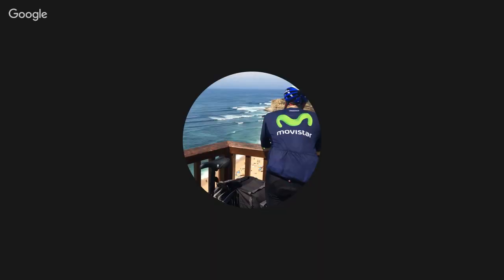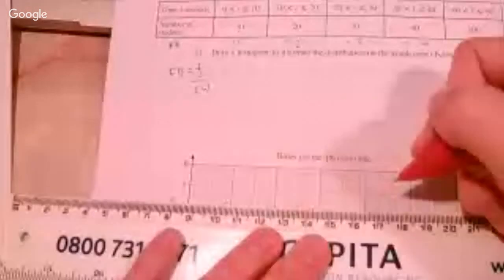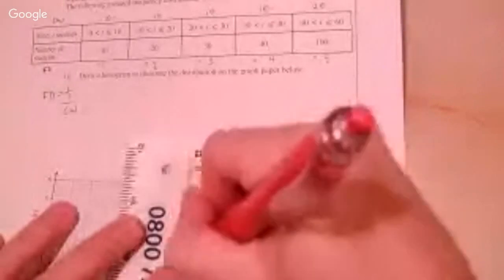up to here, go afterwards, and then 30 was 3, wasn't it? And then 40 was 4 on the frequency density. And then for the last one, which spanned 2 of them, remember it was 5, not 6. So you go all the way to the end. So now I'm just going to draw those lines in. Okay, so there's my histogram.